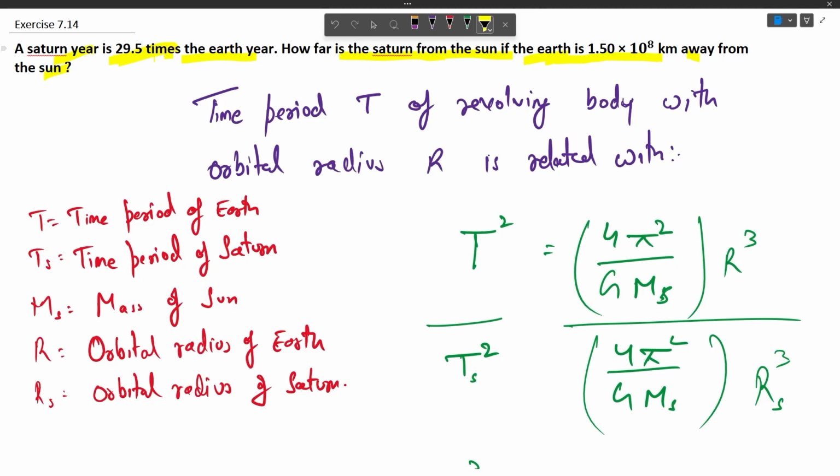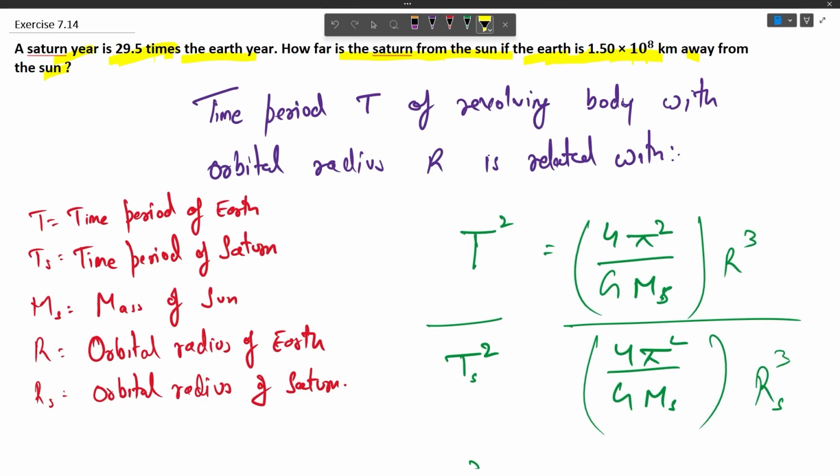Now the orbital radius of Earth is 1.5 × 10^8 kilometers, or the center of Earth is 1.5 × 10^8 kilometers away from the center of the Sun. Now we have to estimate the distance between the Sun's center and Saturn's center. So we'll be using again that relation of time period and orbital radius. Now since we have been given a comparison of two different planets around the same Sun, we'll be taking the ratio of both.